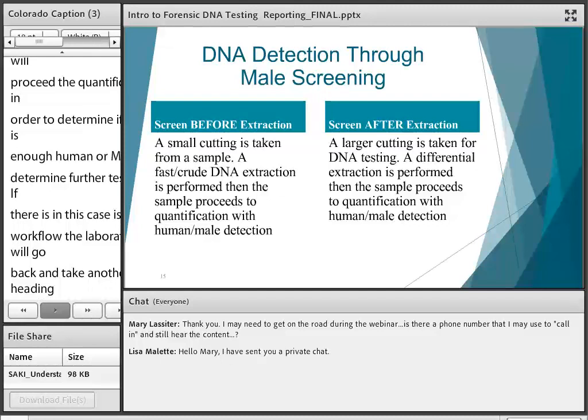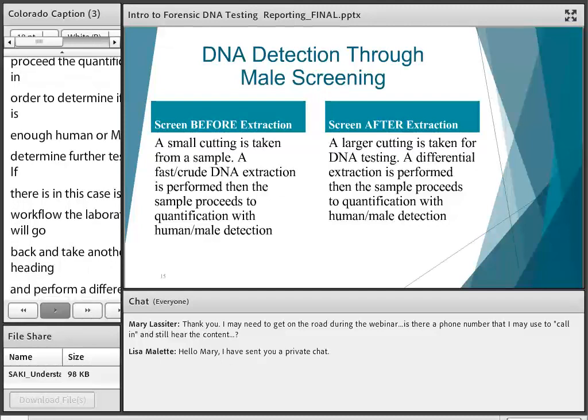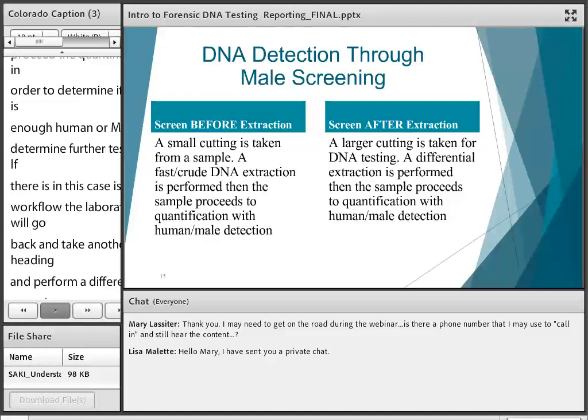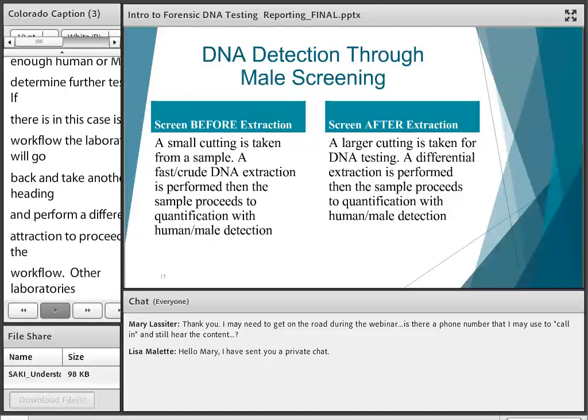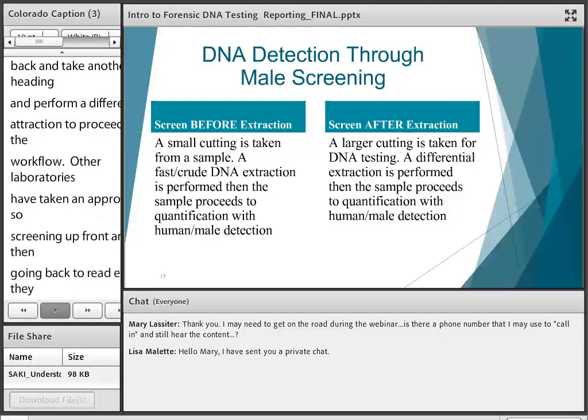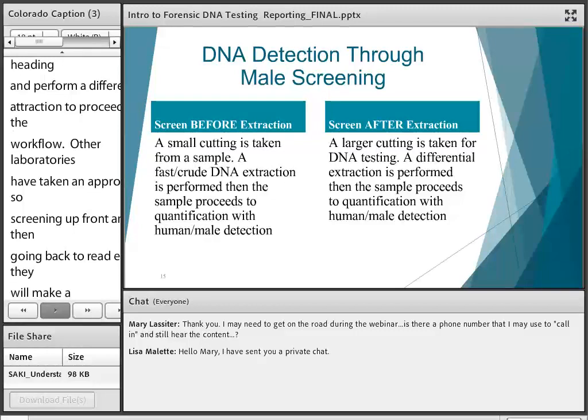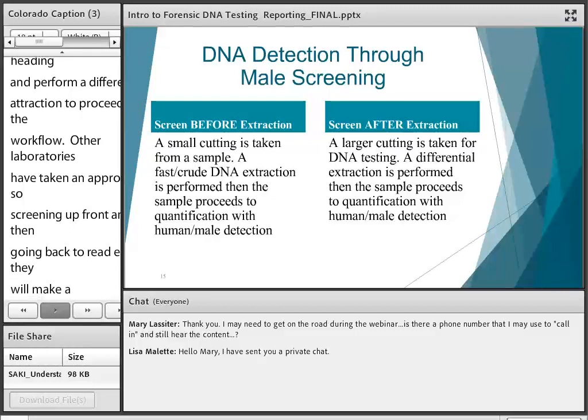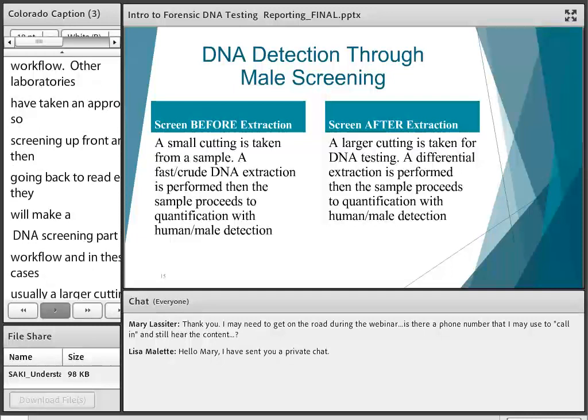Other laboratories have taken an approach that instead of screening up front and then going back to re-extract, they'll make DNA screening part of the workflow. So in these cases, usually a larger cutting is taken for DNA testing, a differential extraction is performed, and then the sample will proceed to quantification with human and male DNA detection.